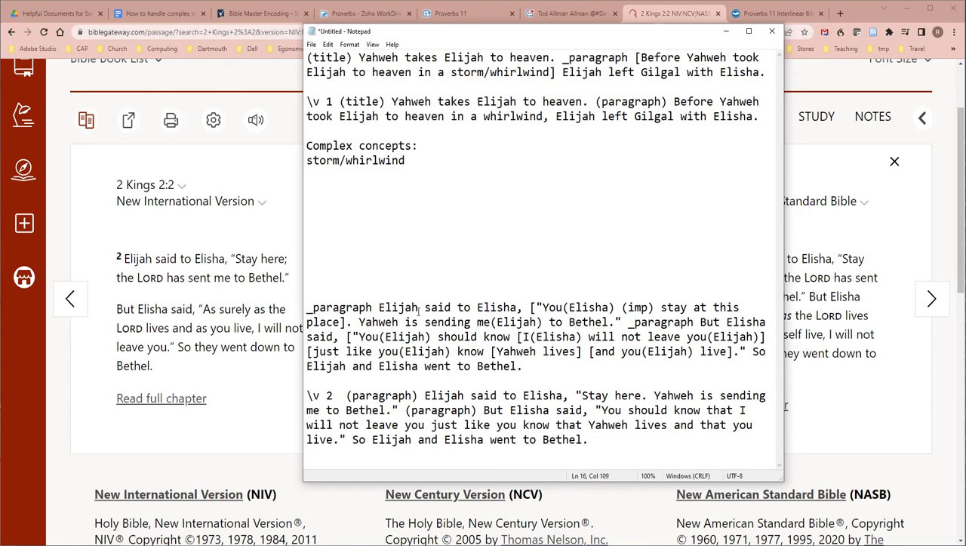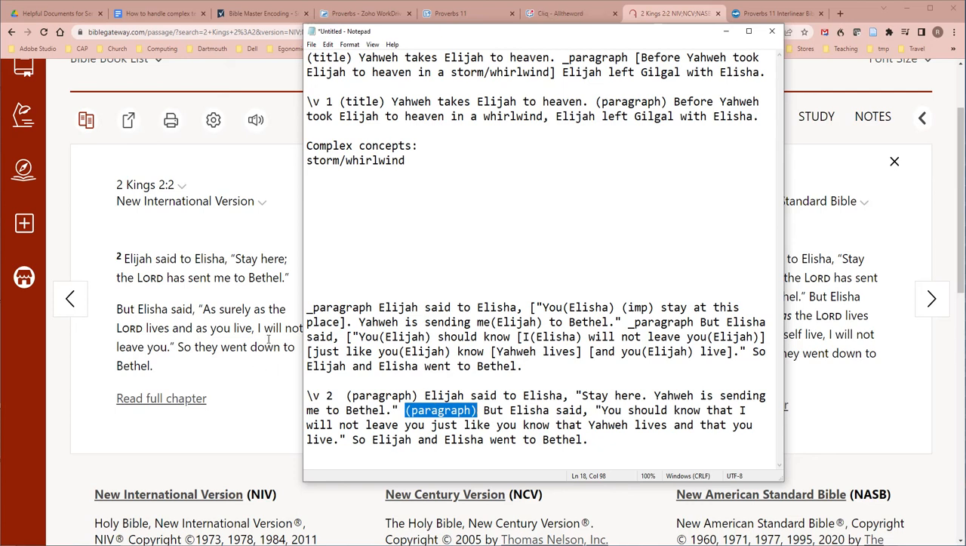So that's how we did the phase one for that first verse. And then we're going to have a new paragraph for Elisha's response. So I put underscore paragraph. Anything after an underscore is ignored by the computer, but this is a notation for the person building the semantic representation. And for the consultant, we do it in parentheses paragraph.